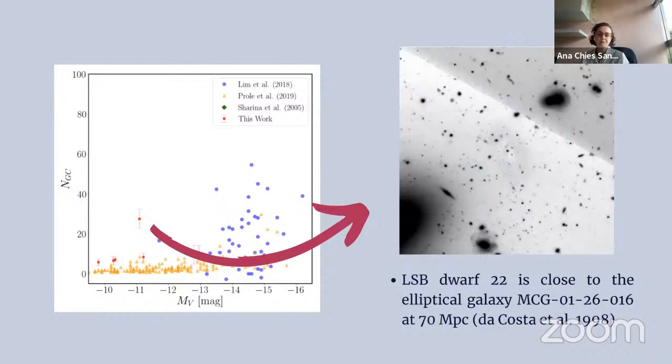This is because this LSBD, which is shown here in the galaxy-subtracted image, is very close to a massive galaxy at 70 megaparsecs. So having deep imaging, we get the halo clusters of this galaxy, and we contaminate the GC system of the dwarf.